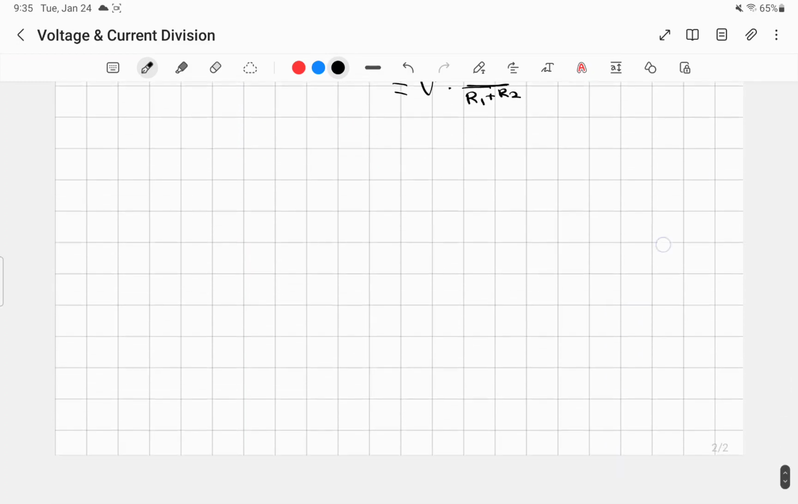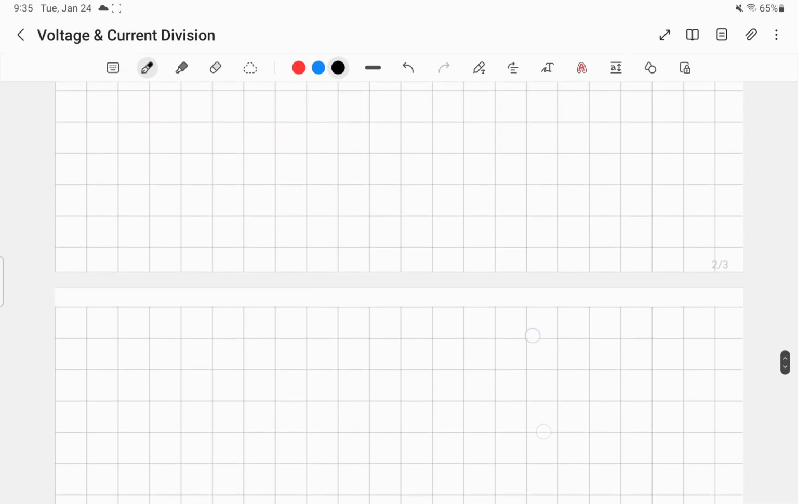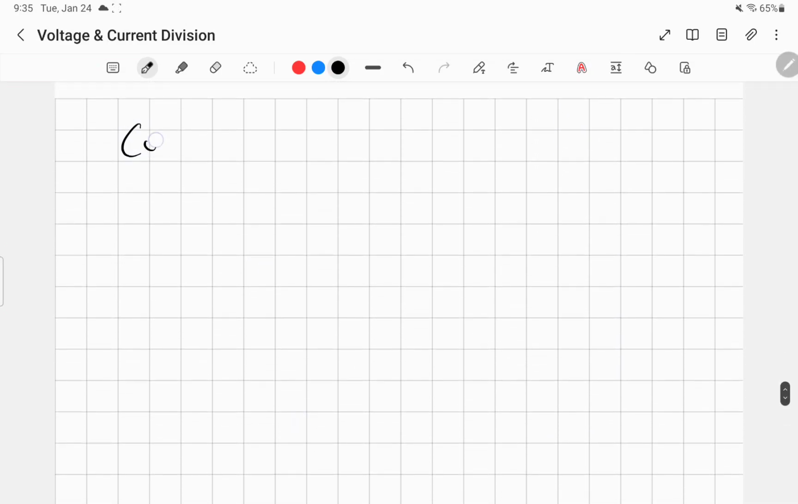Now let's move on to current division, okay? Let's go on a new page. Okay, current division. So for current division, we're going to basically draw the same circuit, except we're going to have a current source instead, right? The current source is going to be 12 amps, or I guess 12 milliamps, if we're going to use a realistic order of magnitude.